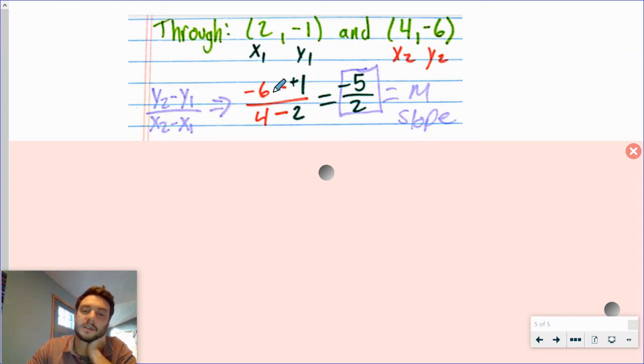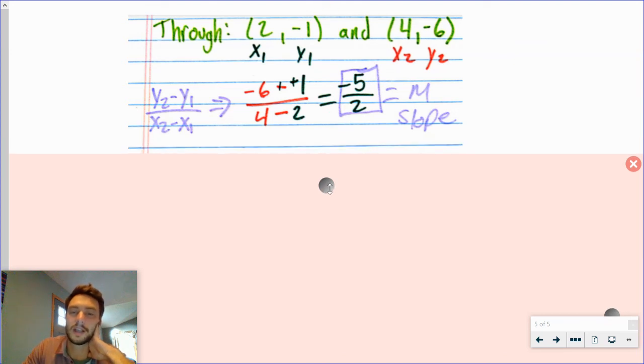So -6 plus 1 is -5. Be careful with your signs and adding. 4 minus 2, you should all know that that's 2. So we can't even reduce that. We're just done at -5 over 2. That's our slope. That's great. We have a slope. We have an m done there.